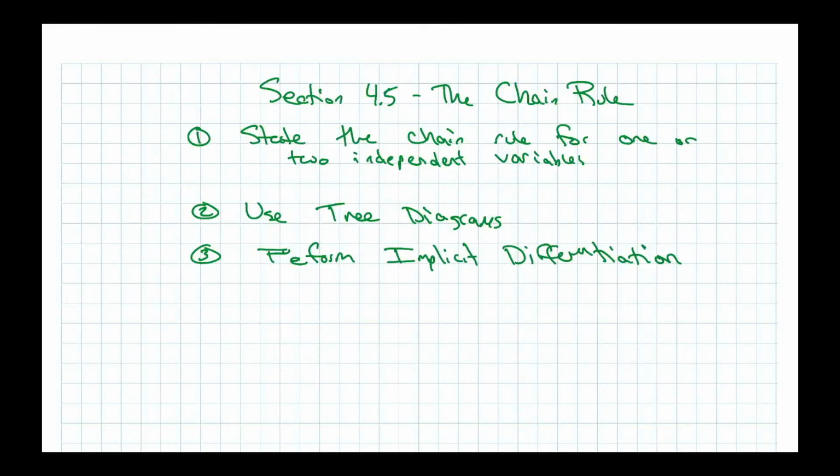Hello, everybody. So what we're going to be looking at today is section 4.5, the chain rule. And so here's what we're going to be doing. We're going to state the chain rule for one or two independent variables. We're going to use tree diagrams to help us figure out what the formula should be. And also, we're going to perform implicit differentiation. So these are our three topics.